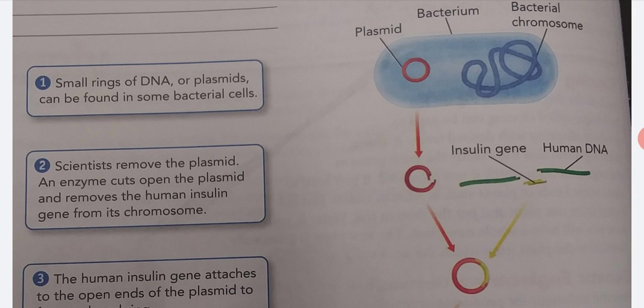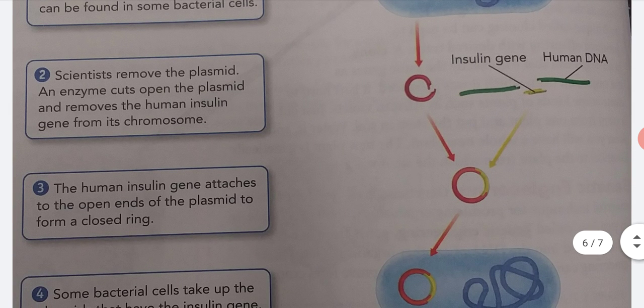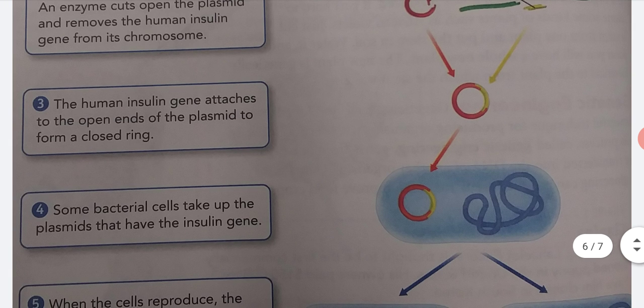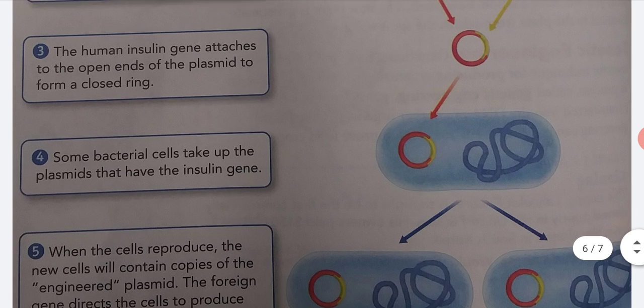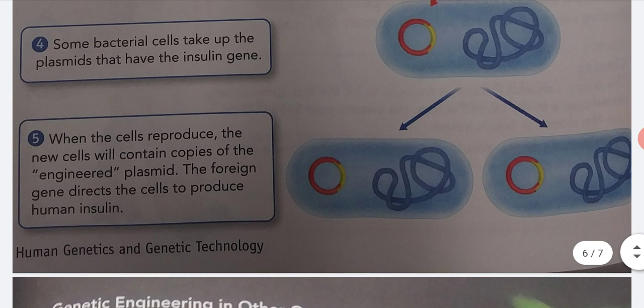Small rings of DNA, or plasmids, can be found in some bacterial cells. Scientists remove the plasmid. An enzyme cuts open the plasmid and removes the human insulin gene from its chromosome. The human insulin gene attaches to the open ends of the plasmid to form a closed ring. Some bacterial cells take up the plasmids that have the insulin gene. When the cell reproduces, the new cells will contain copies of the engineered plasmid. The foreign gene directs the cells to produce human insulin.